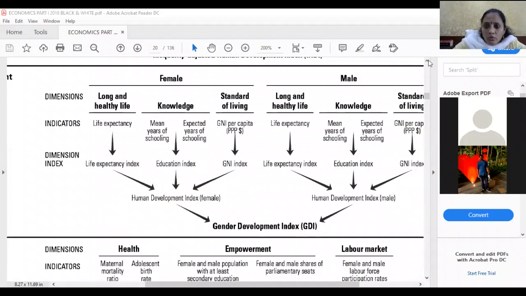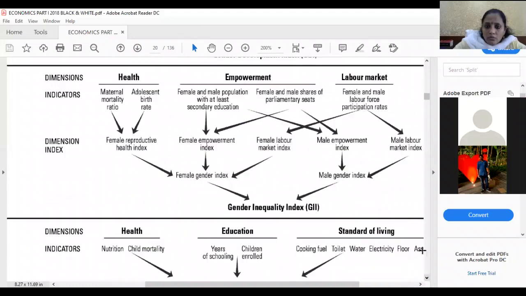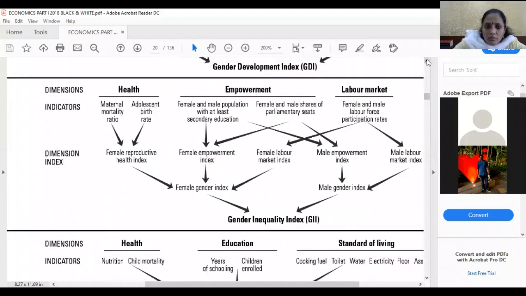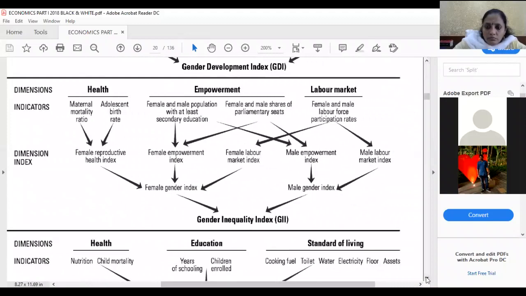Now we are moving on to the third indicator, which is called the Gender Development Index. In case of the gender development index, again we are going back to the same HDI. We are looking at it, and now we start looking at it in terms of gender, right?